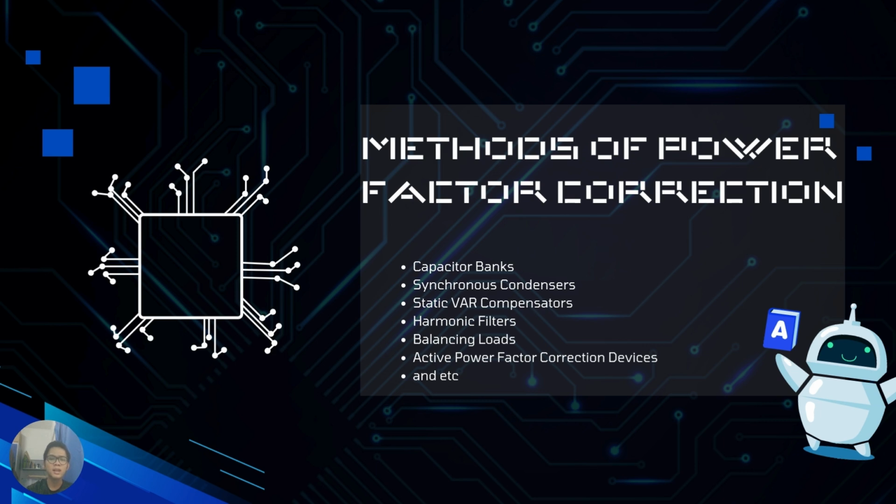The last one is active power factor correction device, which is APFC. APFC devices make use of power electronics that dynamically monitor the reactive power in the circuit and maintain a high power factor. Its advantage is that it automatically adapts to load changes and is effective for systems with rapidly varying loads.